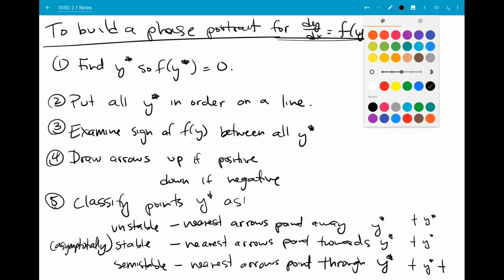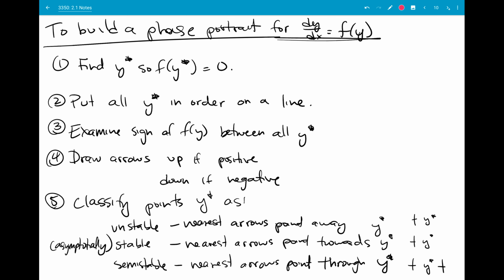But this will just be a good little reference for you. So nearest arrows point away is going to look like this. Your point y star is going to be in the middle. 2 arrows will point away from it. Pointing towards is going to look like this. Y star is in the middle, and then 2 arrows are pointing towards it.